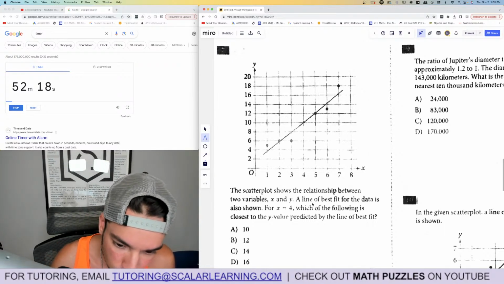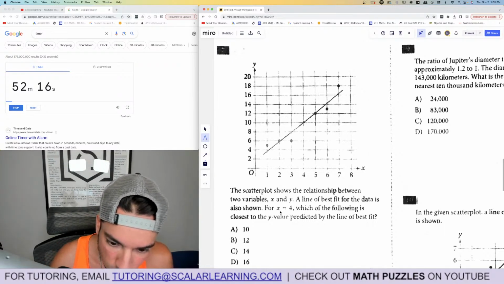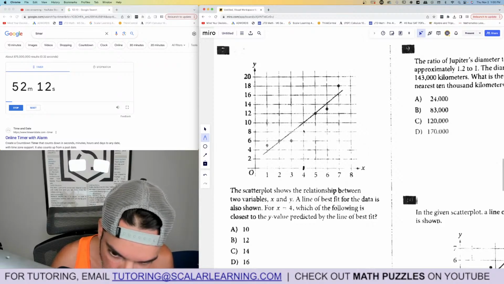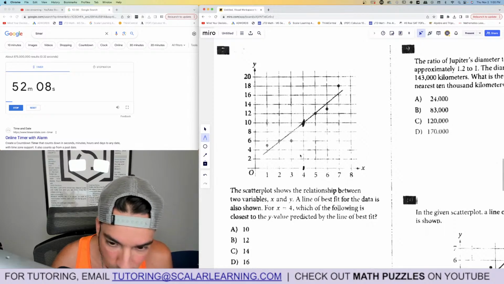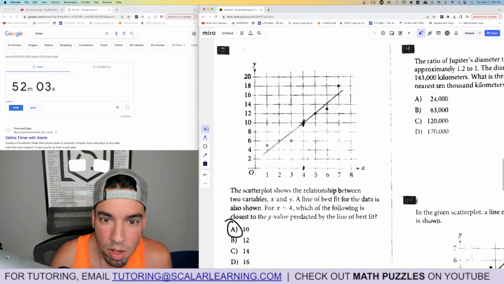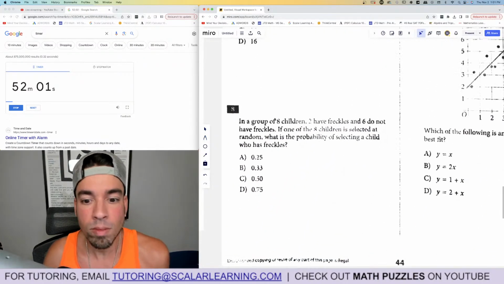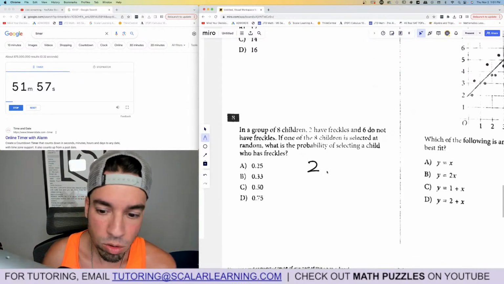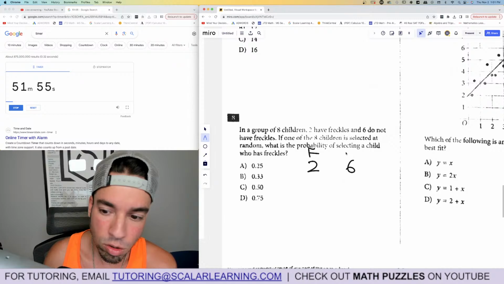Scatter plot shows the relationship between two variables, x and y, with the line of best fit for the data shown. For x equals 4, which of the following is close to the y value predicted by the line of best fit? Here's the y value predicted right there. You're using the line. Even if there's a data point, I don't see one around there, but you use the line only. The value is 10. Boom, done.